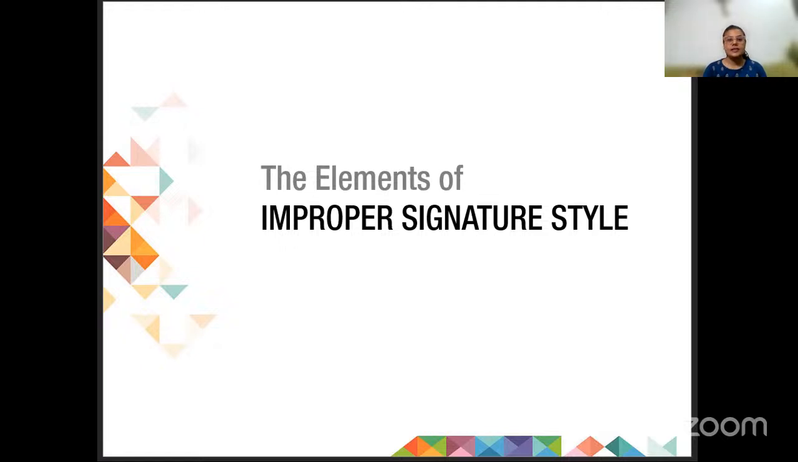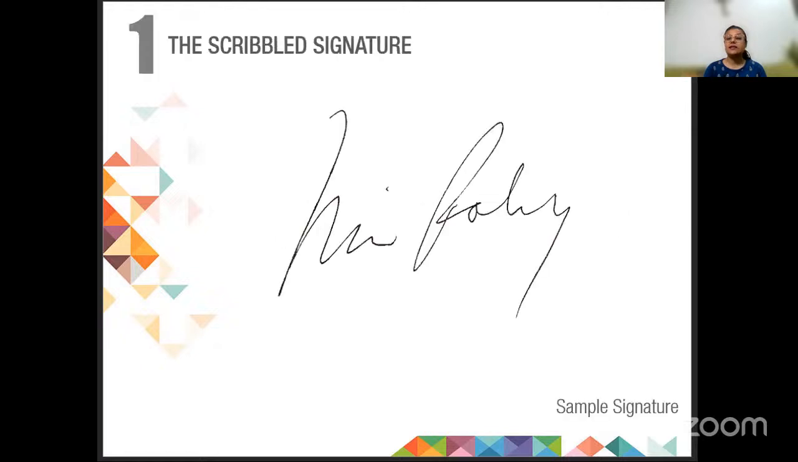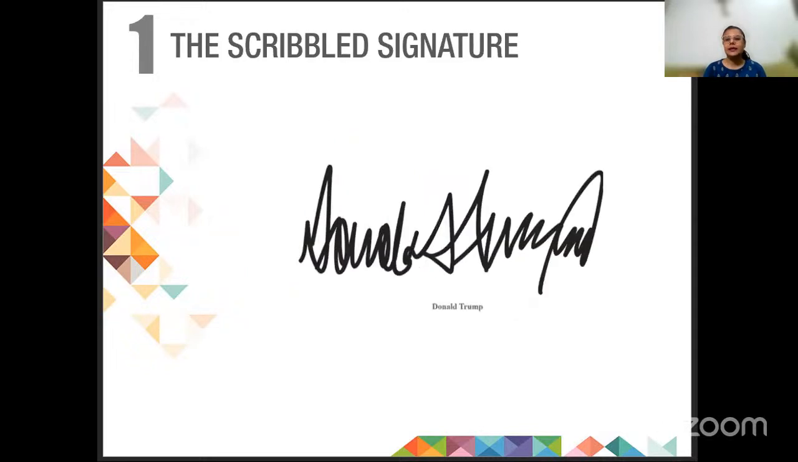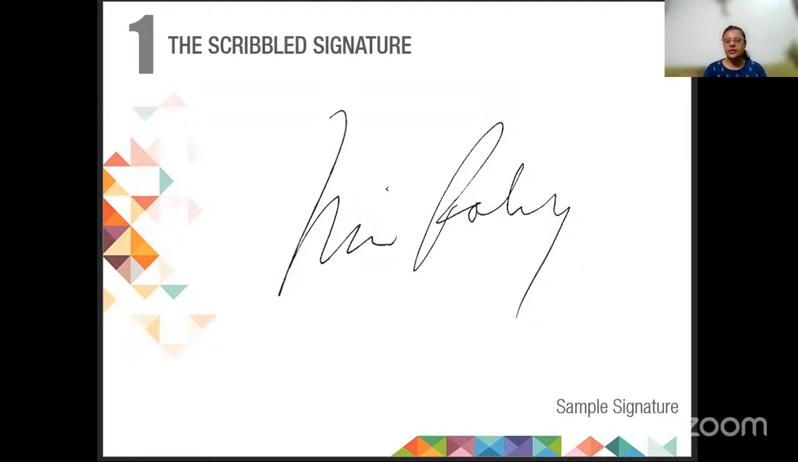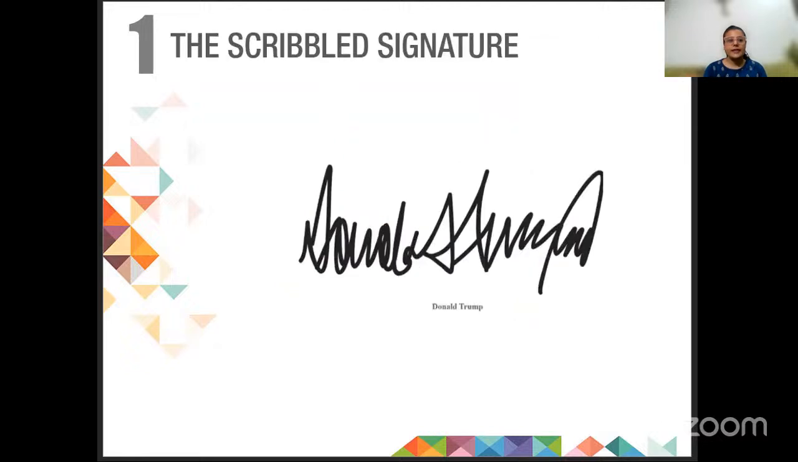So the first is the scribble signature, where the signature is written in such a format that it is not easily readable. This is an example of Donald Trump. Here is one more example of a scribble signature, and the second example is also of Donald Trump. We are all aware of this person. He's a very famous personality, so we'll understand the traits of it.